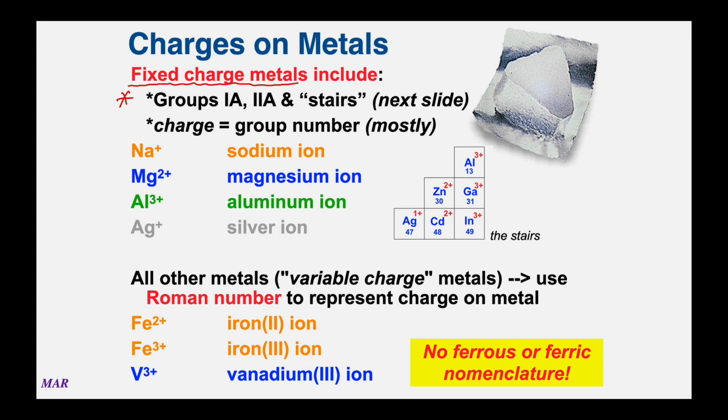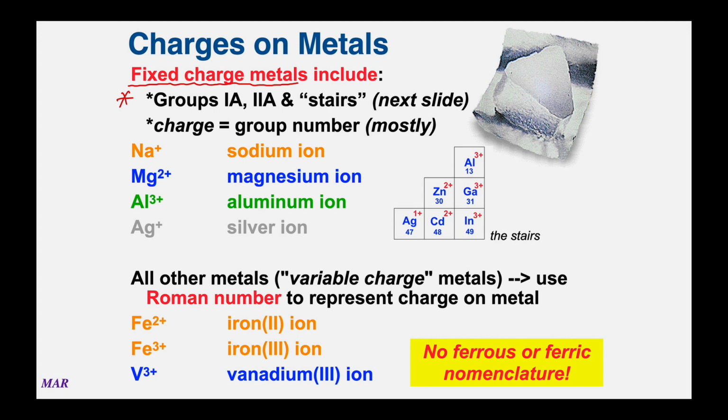Now notice that the ones under the fixed charge metals didn't have the Roman numeral. The Roman numeral is only for the metals that are outside of groups 1A, groups 2A, and the stairs. But if you have a metal in there, you have to tell the other chemists what charge is on the metal, because there are different kinds of charge.